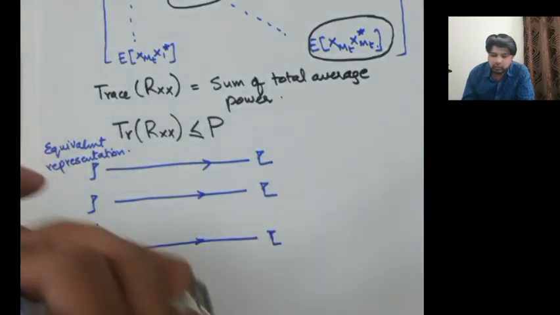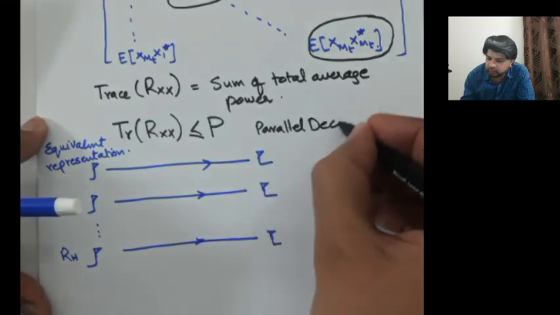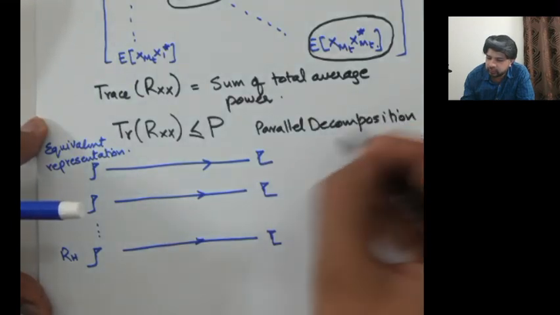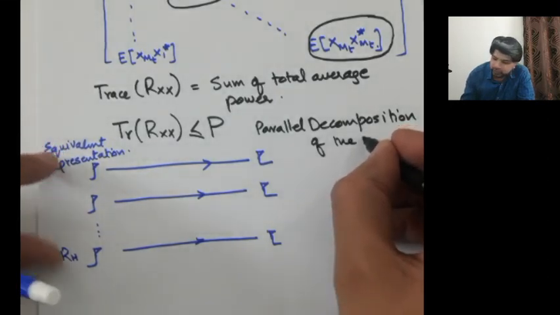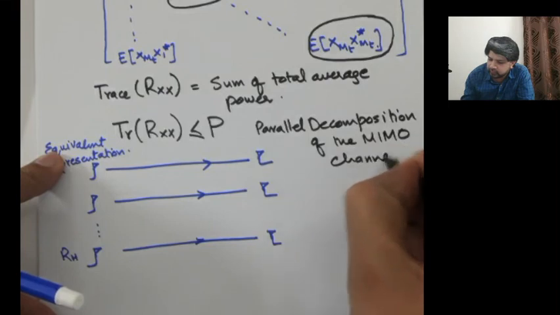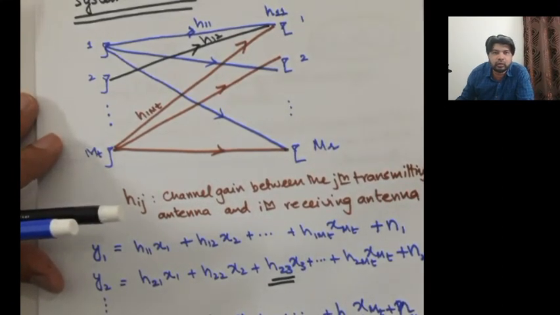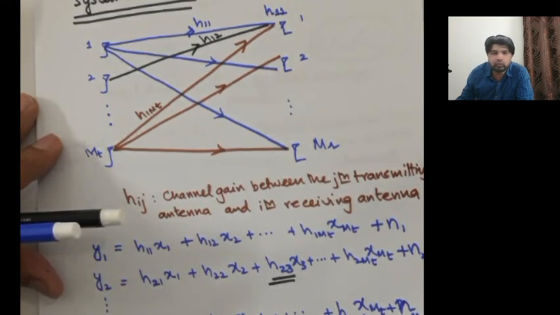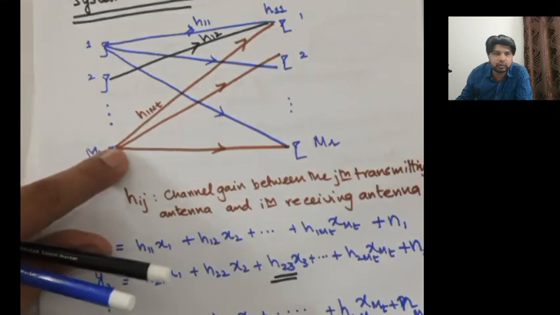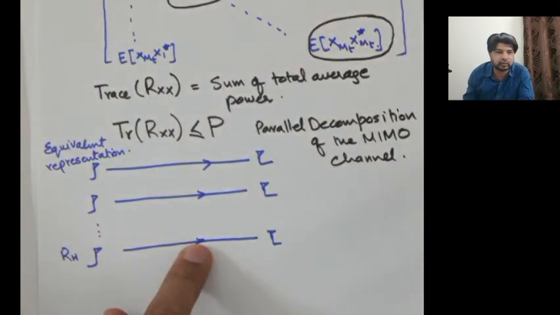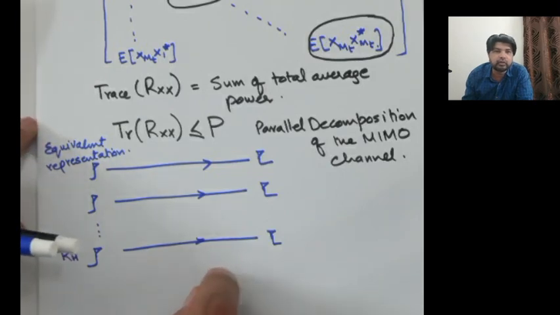So we want a parallel decomposition of the MIMO channel. That means you want a system model where each of these antennas is connected to each of the receiving antennas. You want to do some signal processing at the transmitting side and at the receiving side such that this system model converts into this equivalent representation, where you have RH number of parallel streams that you can transmit in parallel. If that can happen, then you would get a multiplexing gain of RH.